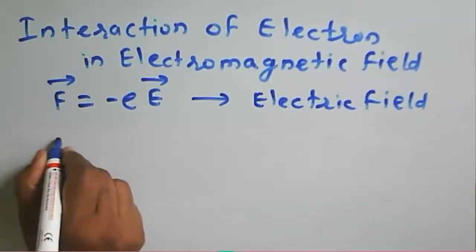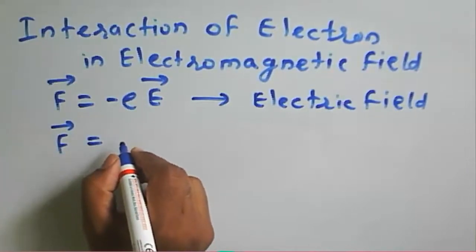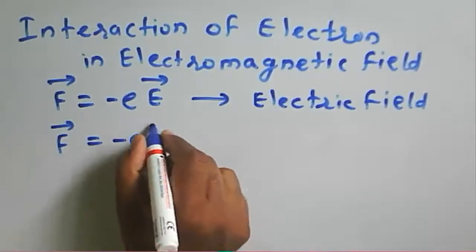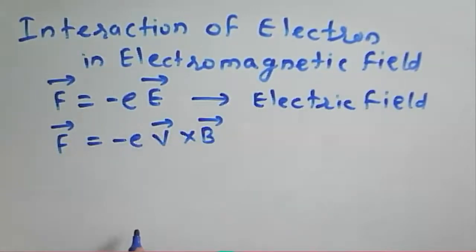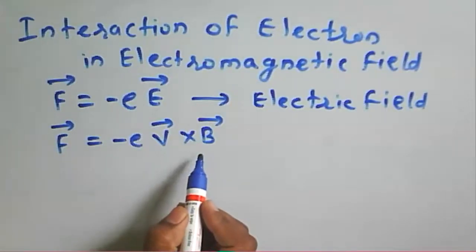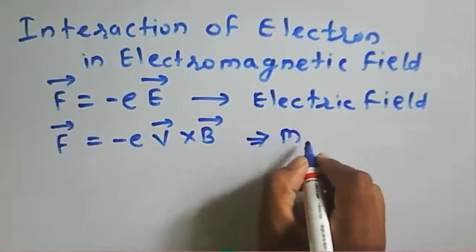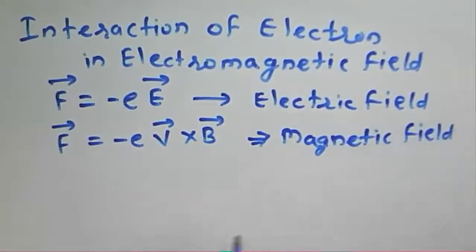Similarly, we have seen the interaction of an electron in a magnetic field, that we can write as minus E vector V cross B. Now this B is nothing but the magnetic flux density, and V is nothing but the velocity of the electron in the field. So this equation belongs to the interaction of an electron in a magnetic field.